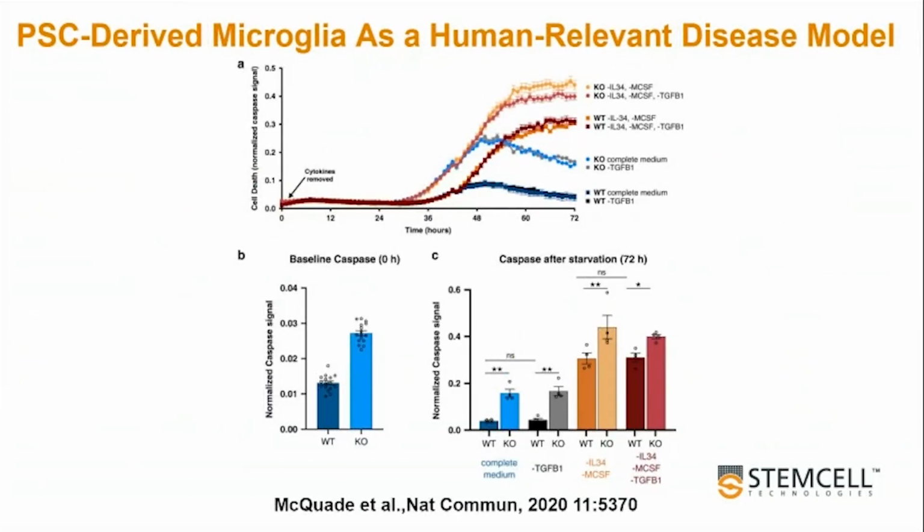Here is another example. Previous studies using TREM2 mouse models have uncovered its function in microglia survival in AD-associated mutants. However, the role of TREM2 in human microglia still remains elusive. So in this study, they also took advantage of microglia generated from TREM2 knockout iPS cell lines. They examined the caspase-3 and 7 signal in the cells and found that knockout microglia showed increased levels of apoptosis compared to control in both normal and cytokine starvation conditions.